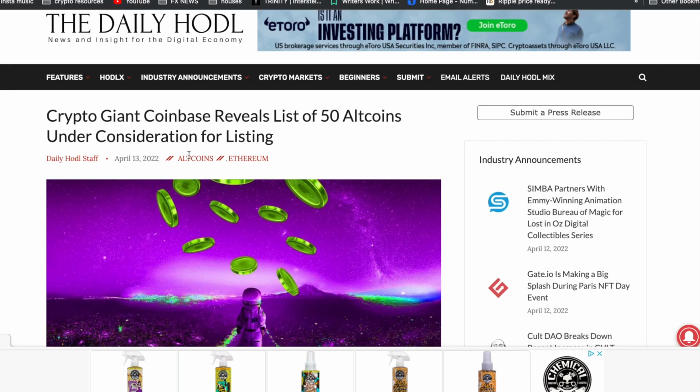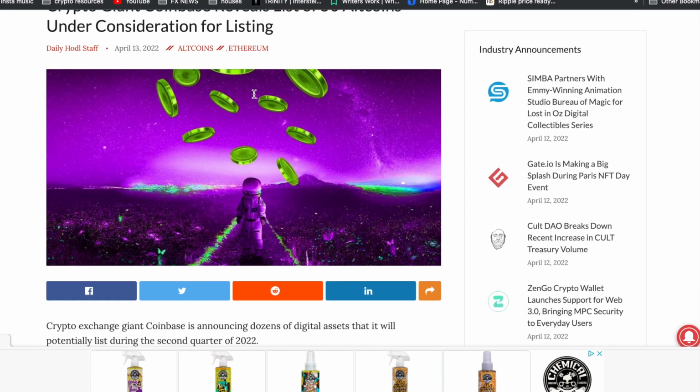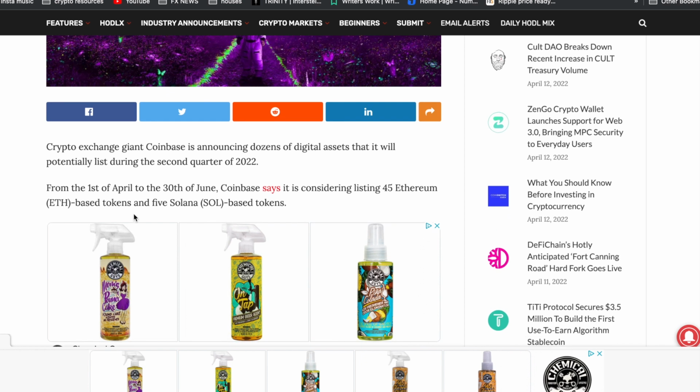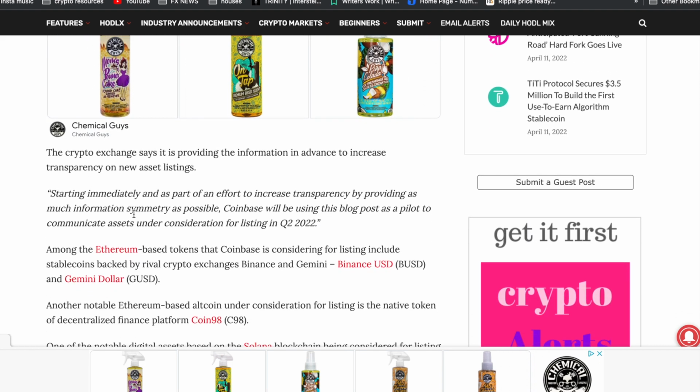So we see this article here from the Daily Hodl. The crypto giant Coinbase reveals a list of 50 altcoins under consideration for relisting. You guys can go ahead and check this out, but guess what's not on the list? XRP, guys, or Casper, okay, which are two cryptocurrencies, in my personal opinion, that would massively have a price effect if they did get relisted on Coinbase, okay? But that's not happening anytime soon.